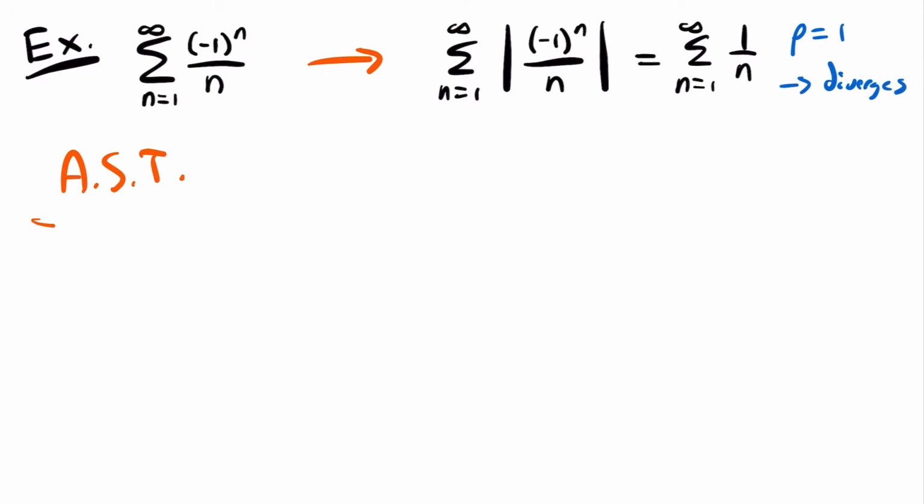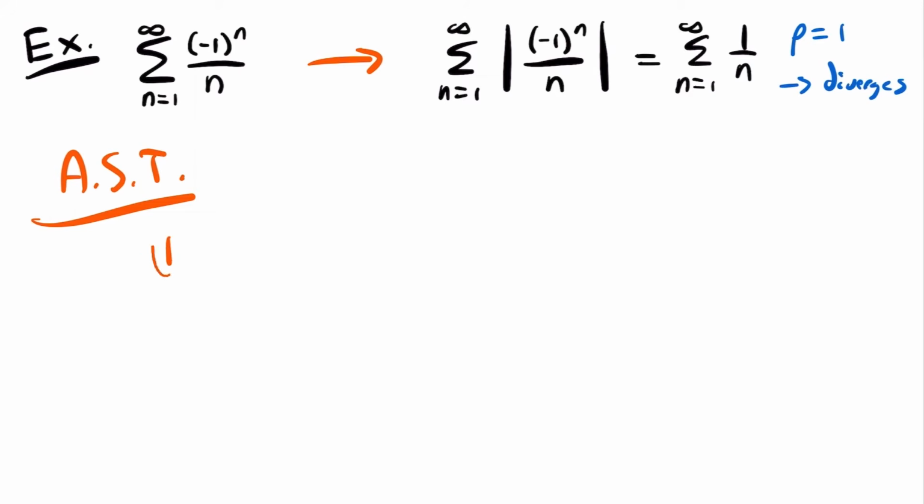And remember, for the alternating series test, there are two requirements that need to be met in order for the alternating series to be convergent. The first requirement is that the limit as n approaches infinity of a sub n needs to be equal to 0, and the second requirement is that a sub n needs to be decreasing.